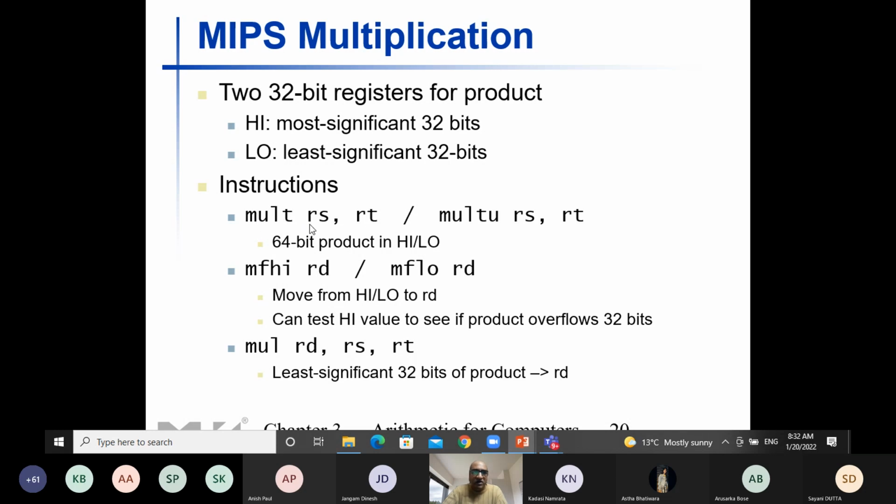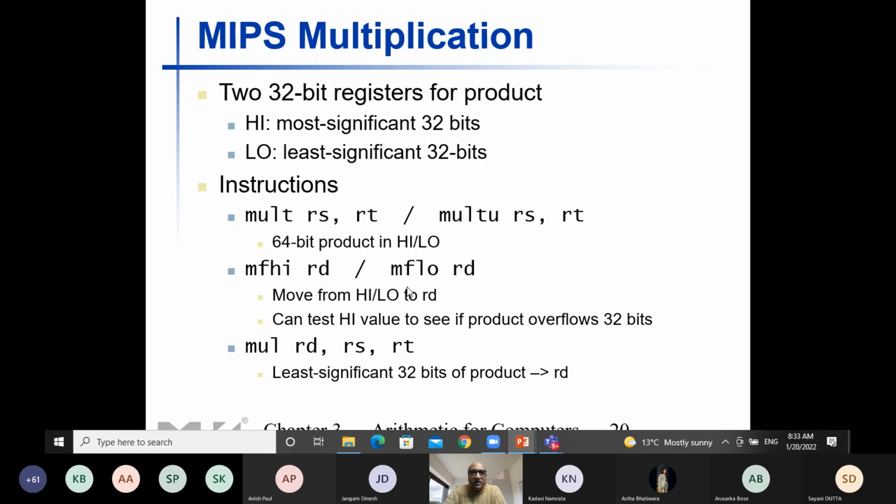If we are not specifying otherwise, it is signed. And for unsigned multiplication, the corresponding statement will be multu, where rs and rt each hold the multiplier or multiplicand, right? After multiplication, since it is a 32-bit multiplication, the result will be 64 bits. The result will be placed in the register pair known as high and low, where the high register keeps the higher 32 bits and the low register holds the lower 32 bits.